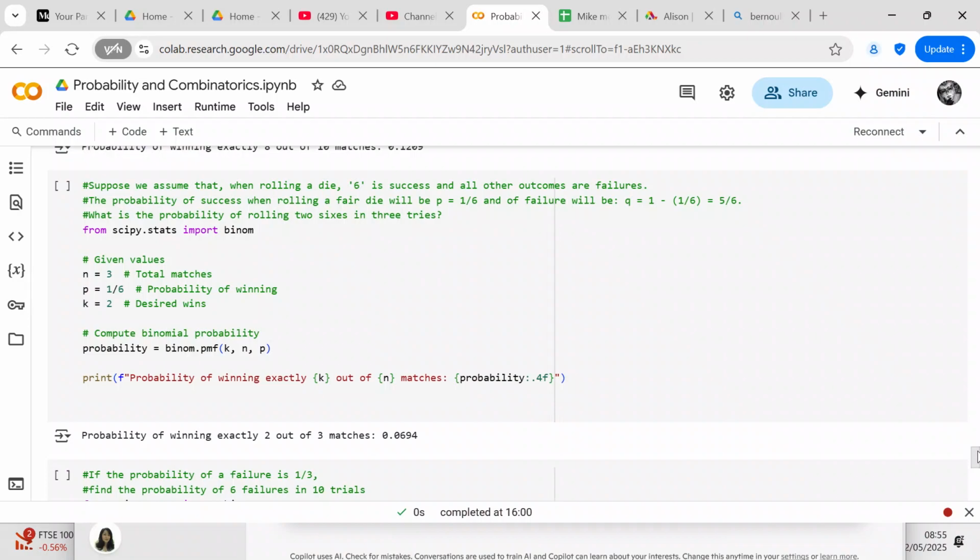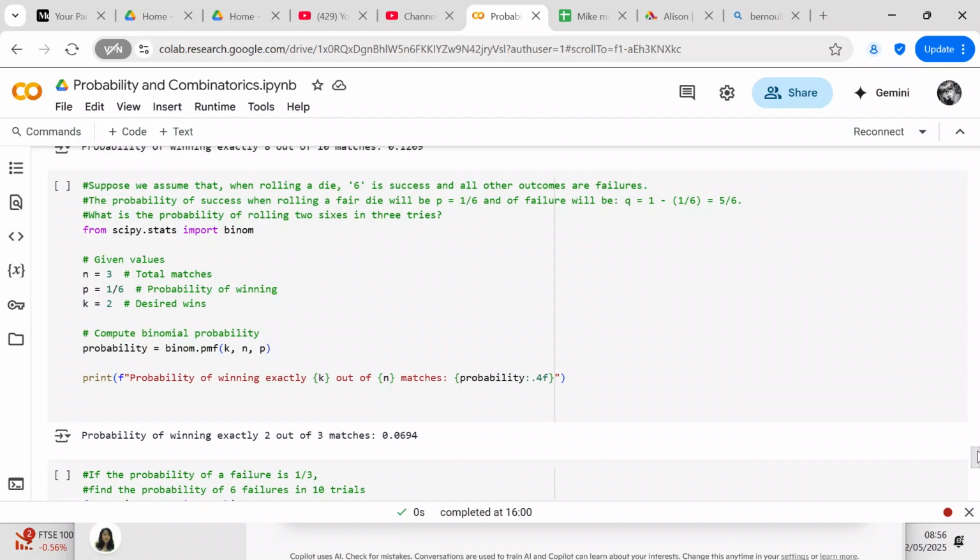So the next question we have is, suppose we assume that when rolling a die, 6 is success and all other outcomes are failures. The probability of success when rolling a fair die will be P equals 1/6, and of failure will be Q equals 1 minus 1/6, or 5/6. What is the probability of rolling 2 6s in 3 trials?